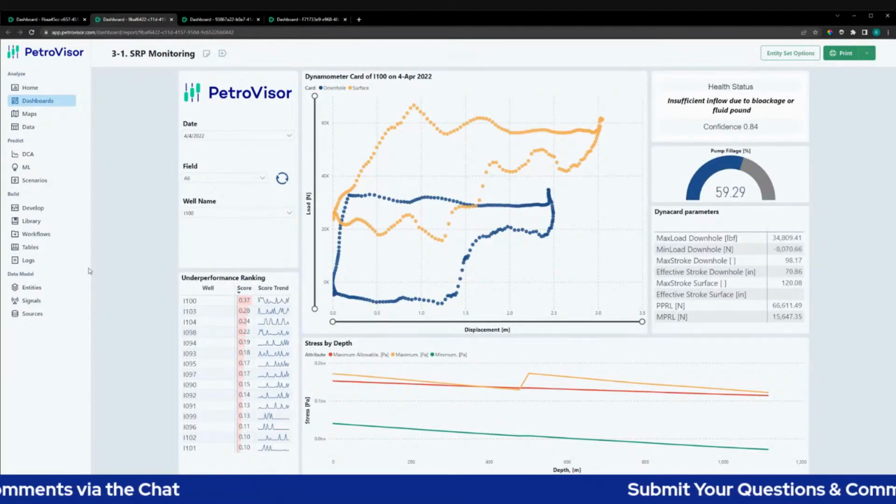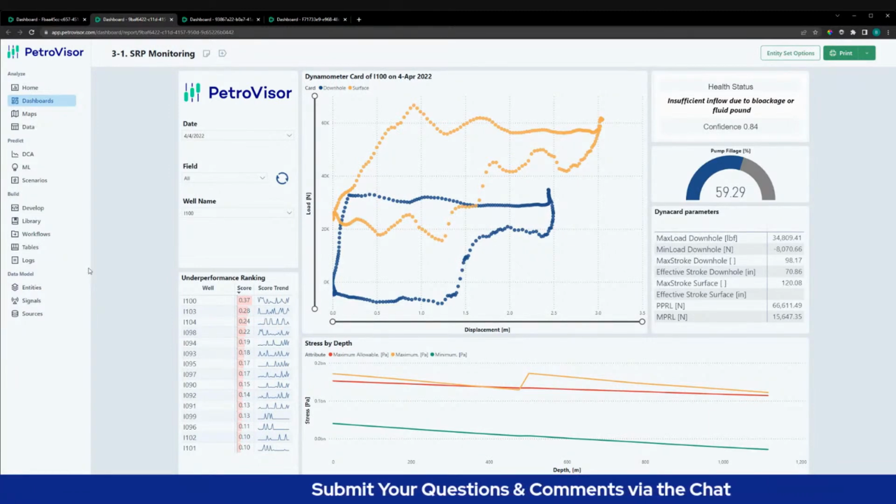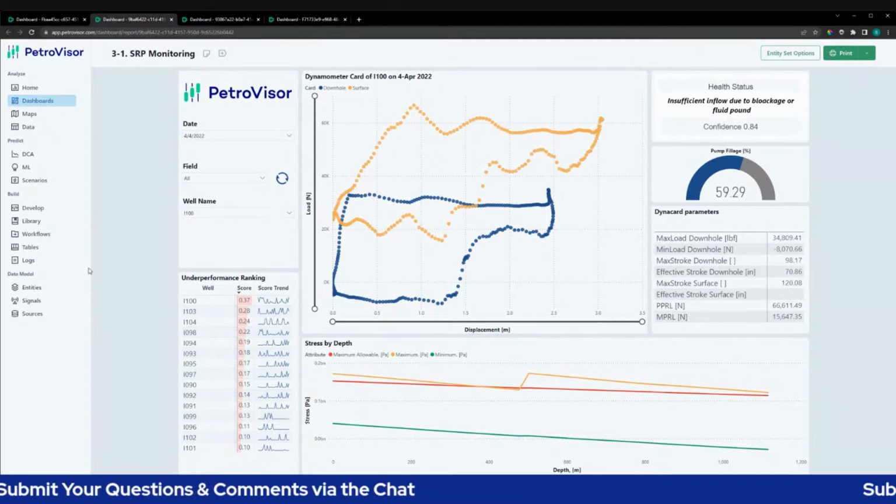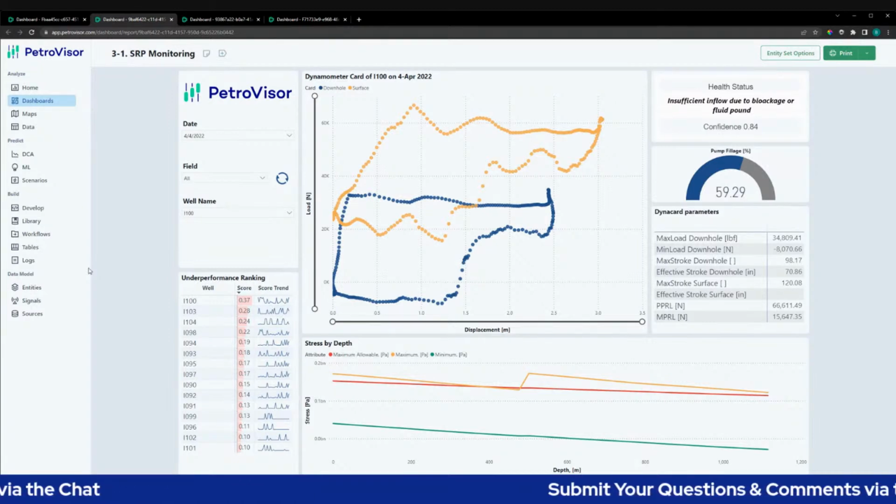Performance of this sucker rod pump, we're bringing in Dynacards. So we can digitize these Dynacards. We can bring those in from your systems. So PetroVisor is bringing in all of these Dynacards, and what it's doing is it's looking at all of your specific Dynacards, and it's looking at the trends.